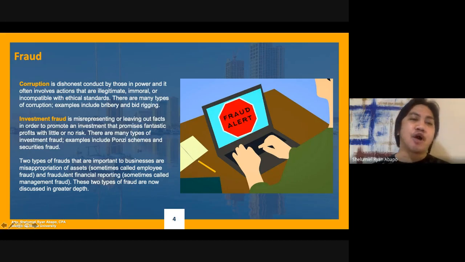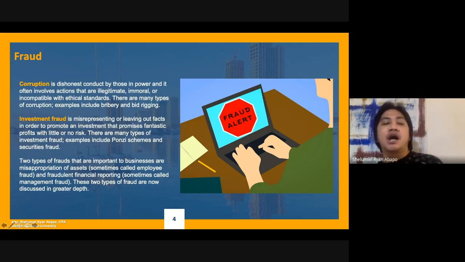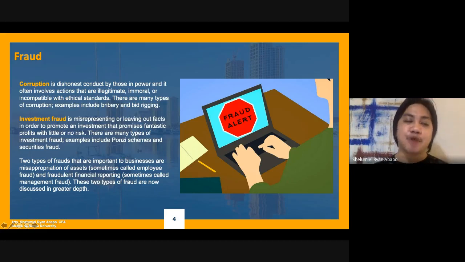Now, another form of fraud is investment fraud, which is the misrepresentation of facts in order to promote an investment that promises fantastic profits with little or no risk.